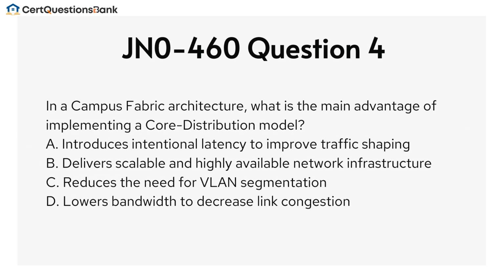In a campus fabric architecture, what is the main advantage of implementing a core distribution model? A. Introduces intentional latency to improve traffic shaping. B. Delivers scalable and highly available network infrastructure. C. Reduces the need for VLAN segmentation. D. Lowers bandwidth to decrease link congestion.